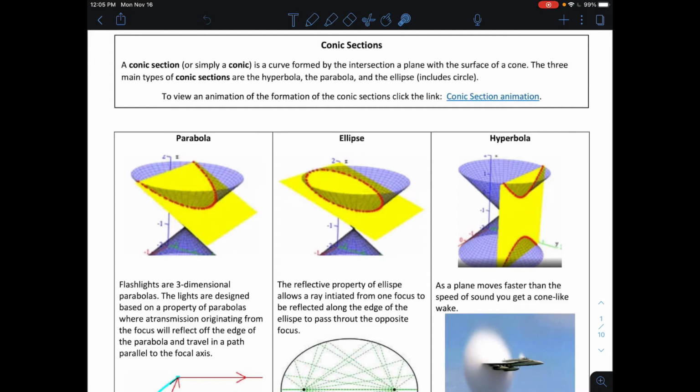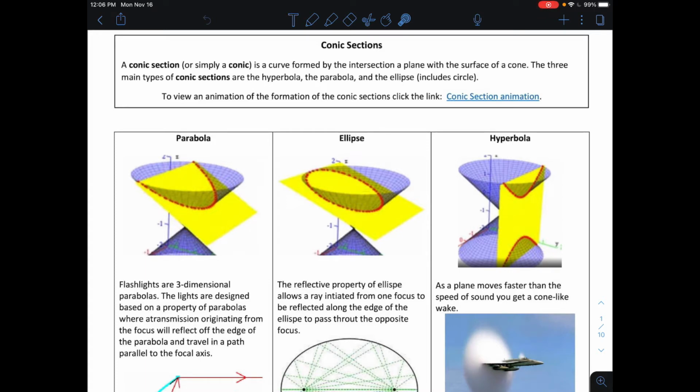In this video, we're going to talk about conic sections, and there are three main kinds, or technically four kinds, of conic sections. That includes the parabola, an ellipse, and a hyperbola. A conic section is when I take a plane, look here in yellow, and I have three cases.